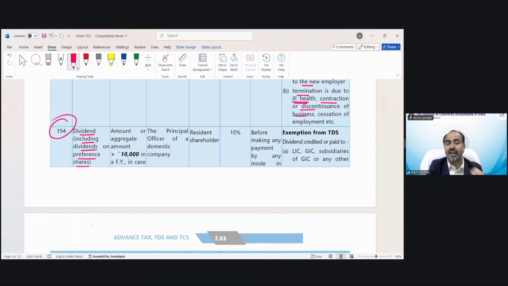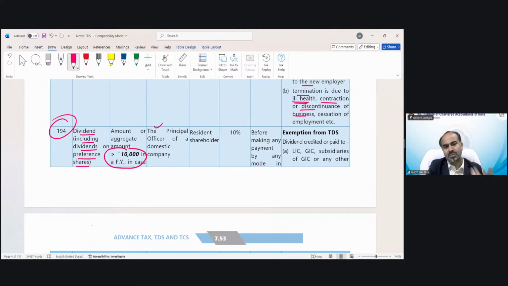If you are an individual shareholder, then TDS would be deducted by the payer. Who would be the payer? The company. If the amount is exceeding 10,000 in a financial year. If you are an individual shareholder. If you are other than an individual shareholder, then TDS would always be deducted. There is no 10,000 limit.